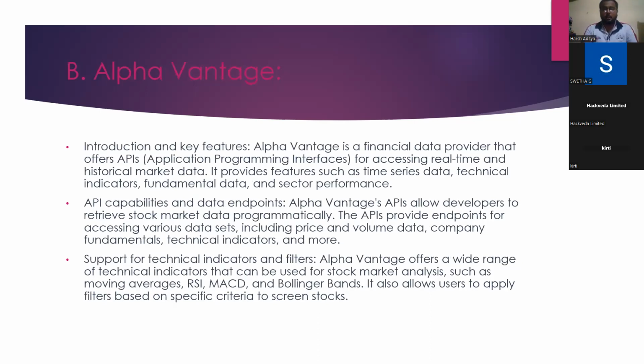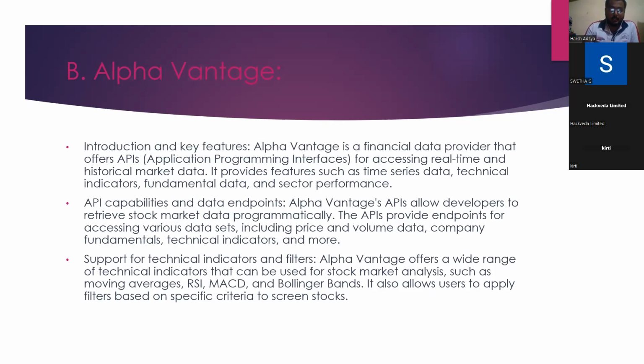Secondly, we'll be looking at Alpha Vantage. So Alpha Vantage is a financial data provider that offers an API. We all know what an API is. API stands for application programming interface, and it is used for accessing real-time and historical market data. It provides features such as time series data, technical indicators, fundamental data, and sector performance.